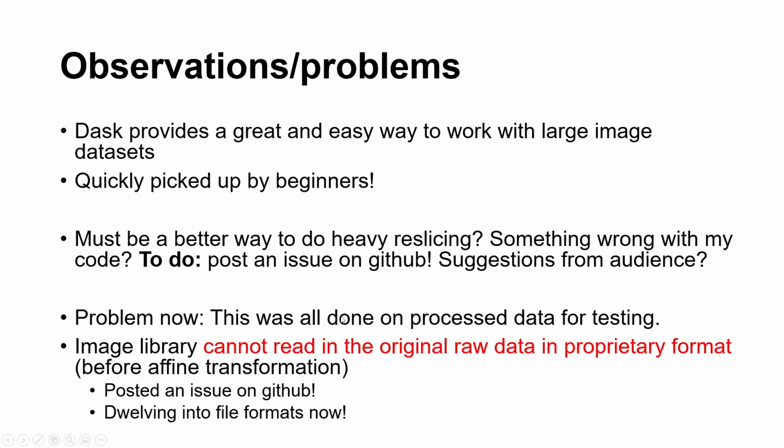The problem I have now is that all of this I was doing was on processed data, which I was just testing out. But now when I want to do the real-time processing, I realized the library I was using for reading the CZI images cannot read the raw data. There is some error coming up saying method not implemented, which I do not know why. So I've posted this issue on GitHub, and the developers said they're looking into it, but I've been seeing if I could solve this otherwise, and I've been delving into file formats and how to read the raw data from the file formats.